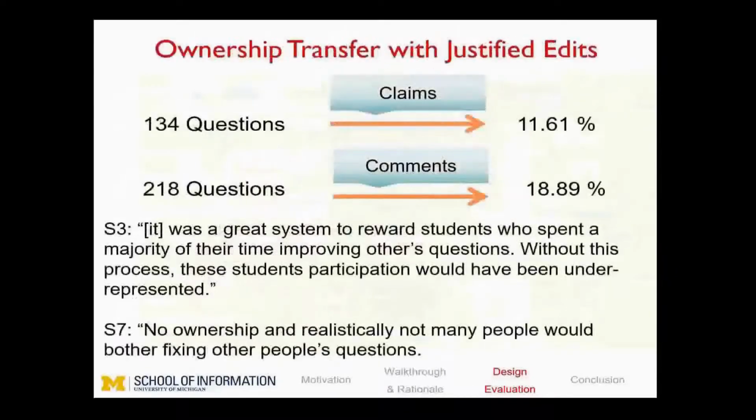The students improved and claimed 134 MCQs posted by others, 11.6% of the total. In a few other cases, the revisions made to the MCQs were evaluated as worse and the instructor reverted them. And a student explained it was a great system to reward the students who spend the majority of their time improving others' questions. Without this process, these students' participation would have been underrepresented. In terms of comments, the instructor identified 218 or 19% of them as constructive feedback.